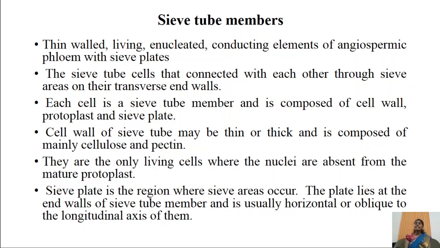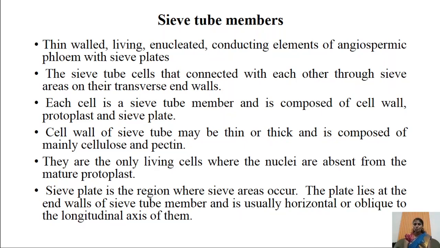Instead of sieve areas, the sieve tubes are provided with sieve plates. The sieve tube cells are connected with each other through sieve areas and their transverse end walls. Each cell is arranged in a tube manner, and it is composed of cell wall, protoplasm and sieve plate. Each and every sieve tube is provided with the cell wall, the liquid called protoplasm, and at their ends they are provided with the plate-like structure with perforation referred to as sieve plate.